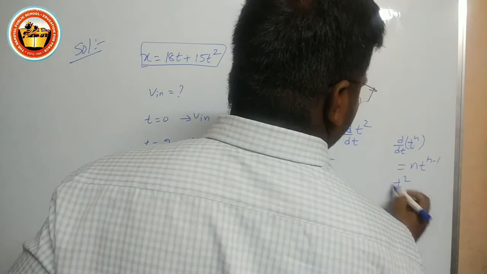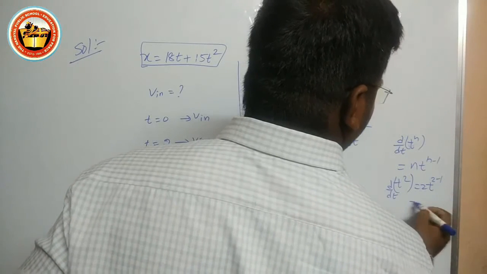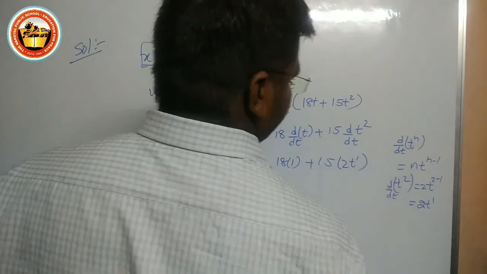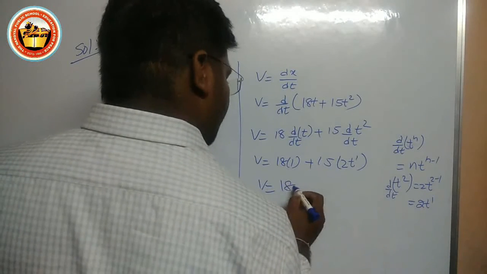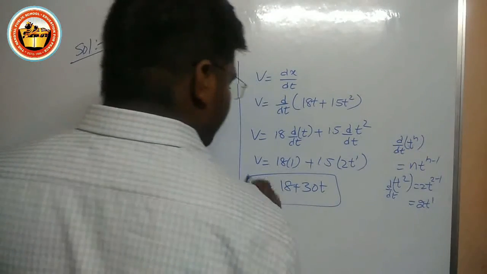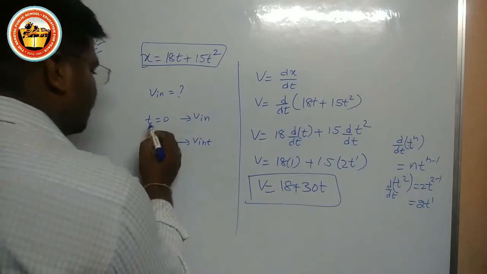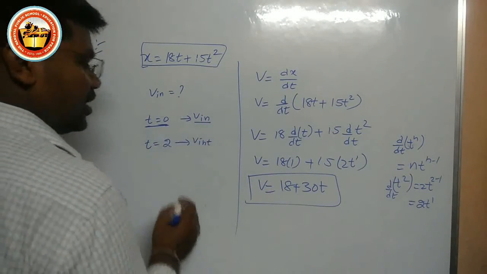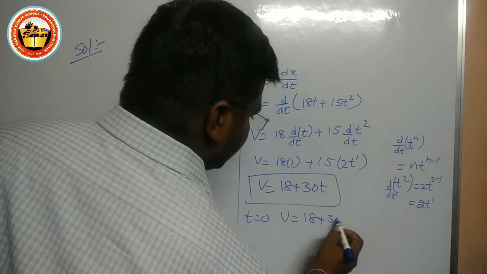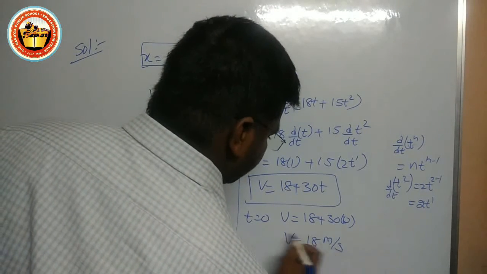d by dt of t power n is n into t power n minus 1. So for t square we get 2 into t power 2 minus 1, that is 2 into t power 1. So v is equal to 18 plus 30t. This is the instantaneous velocity equation. Substituting t equal to 0, v is equal to 18 plus 30 into 0, so v is equal to 18 meter per second.